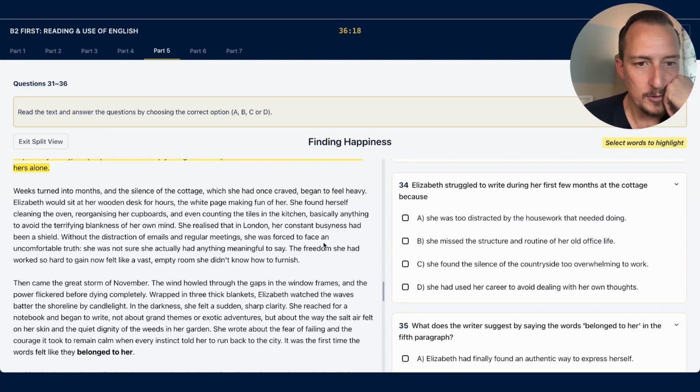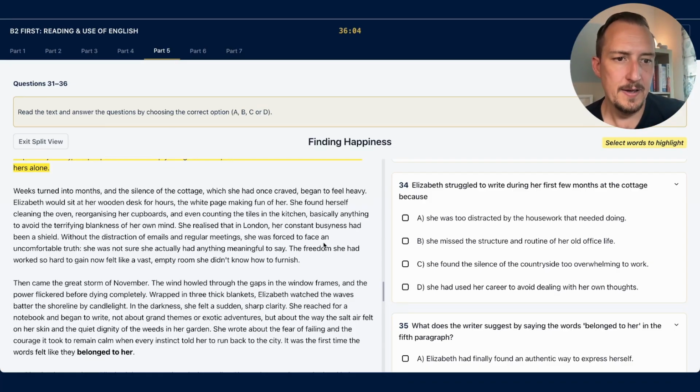Okay, so Elizabeth struggled to write during her first few months at the cottage because she was too distracted by the housework that needed doing. She missed the structure and routine of her old office life. She found the silence of the countryside too overwhelming to work. She had used her career to avoid dealing with her own thoughts. Okay, so weeks turned into months. She found herself cleaning. Okay, so she's cleaning. Anything to avoid the terrifying blankness of her own mind.